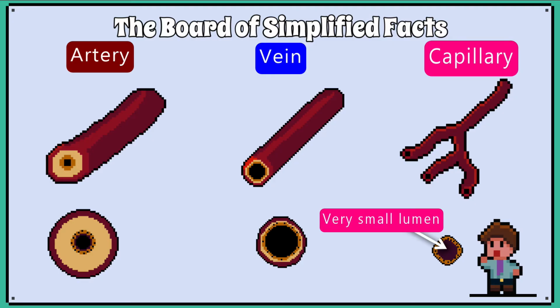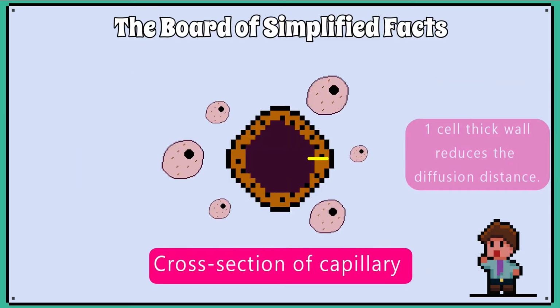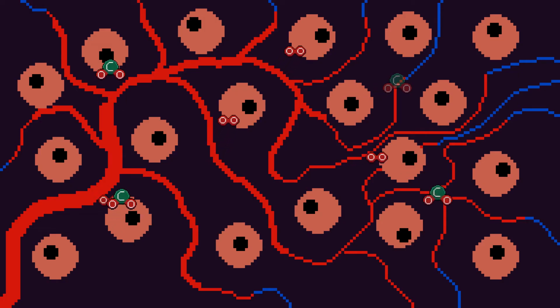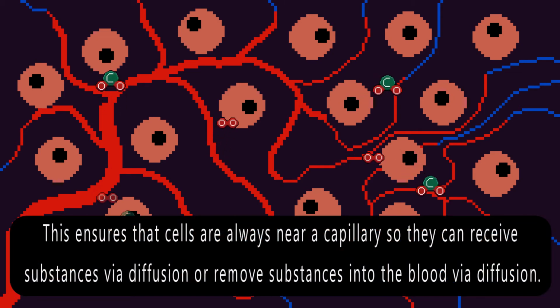They have a very small lumen, and the wall is made of only one layer of endothelium, so only one cell thick. This is to reduce the diffusion distance between the blood, the cells, and the tissues. Capillaries form an extensive network through the organs and tissues, and this ensures that cells are always near a capillary so they can receive substances via diffusion or remove substances into the blood via diffusion.